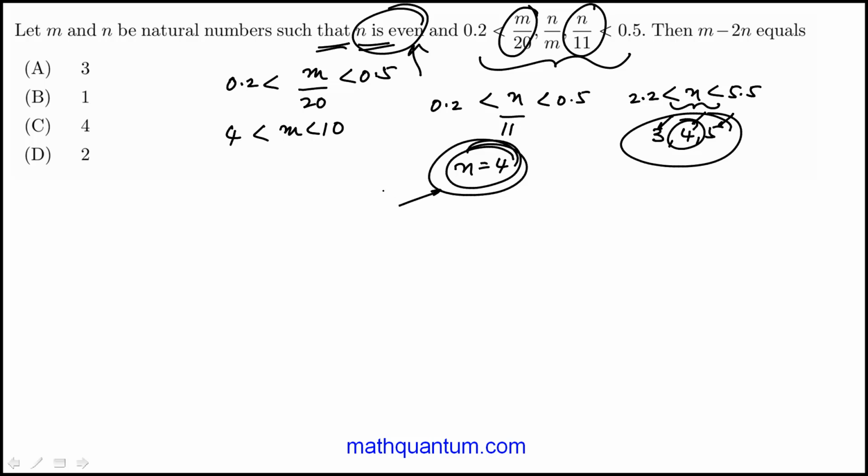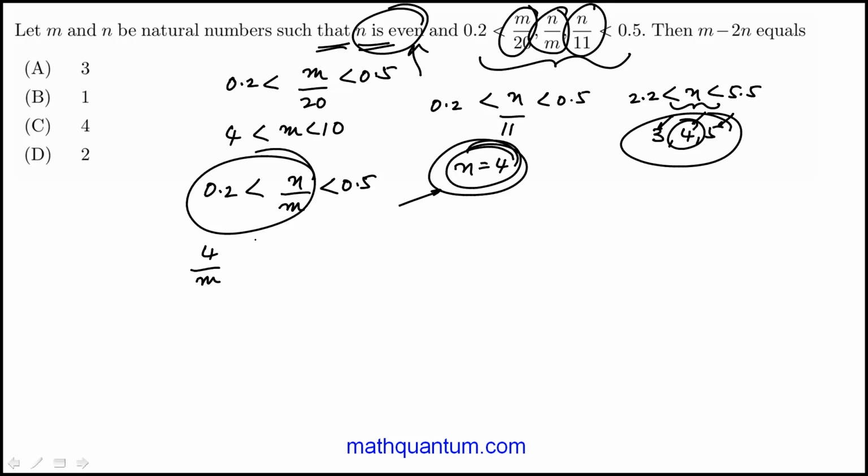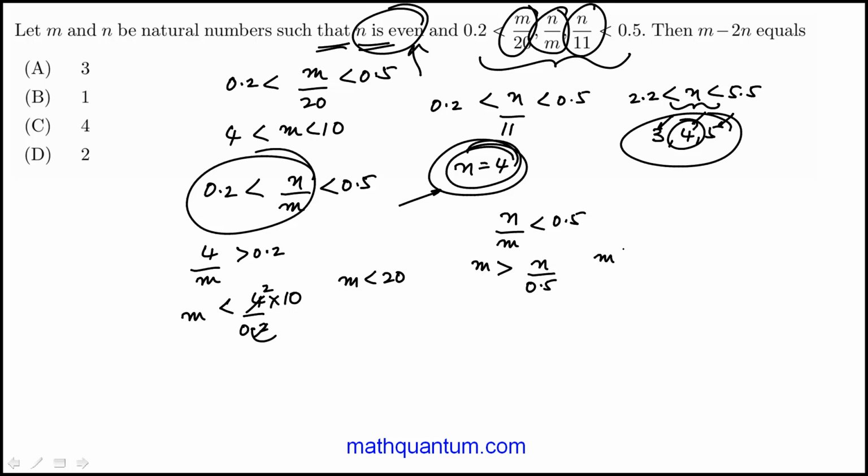Because now once you have n equal to 4, we have this condition, n over m is greater than 0.2. So we can deal with it individually. 4 over m, I'm replacing n with 4, greater than 0.2, which means m is less than 4 over 0.2. So that one doesn't help, less than 20. And then the other one would be n over m is less than 0.5, which means m is greater than n over 0.5. So m is greater than 8.